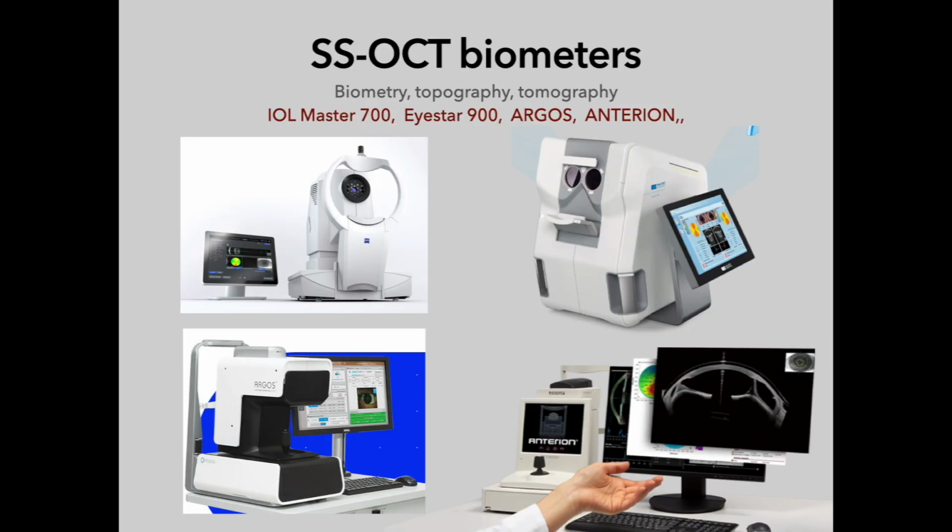These are new swept source OCT biometers. All you know is IOLMaster 700. Haag-Streit's iStar 900 is fully automatic. Alcon has Argos, compatible with other Alcon machines. Heidelberg has Anterion with fantastic anterior segment visualization.